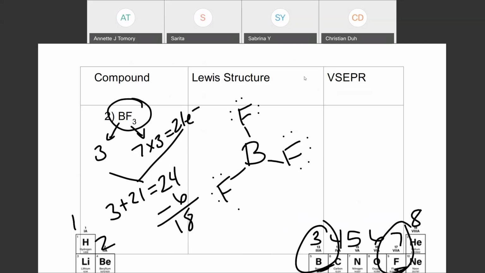Hydrogen. No, I'm just saying in general. Hydrogen's not in the structure, but in general, hydrogen will never be in the middle and it'll never have a lone pair. Okay. As we're filling them, I like to remind you of random stuff like that.